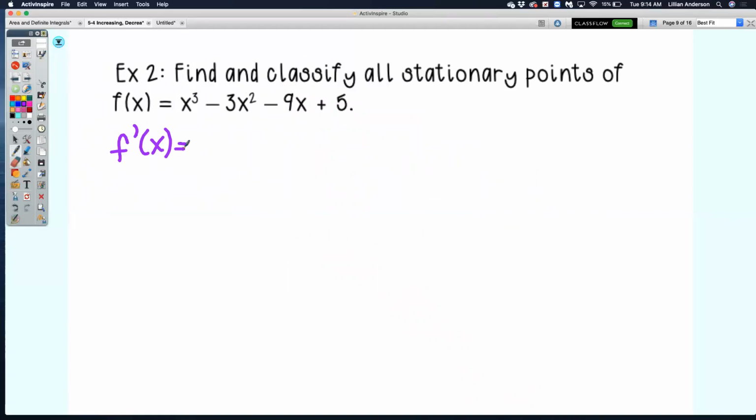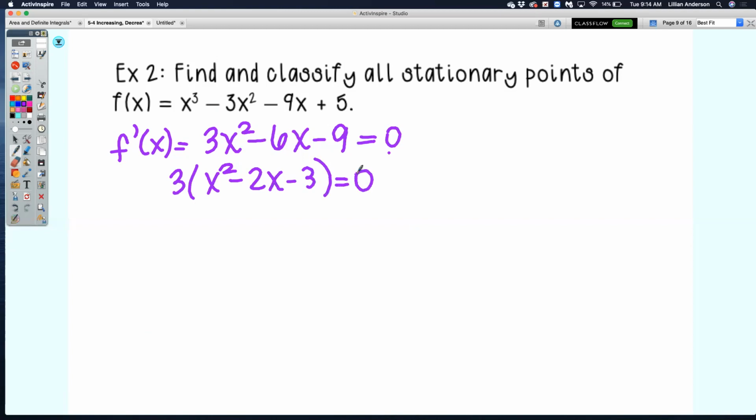Three x squared minus 6x minus 9. Very good. And remember, to find our stationary points, the same way we found whether our function was increasing or decreasing, we have to set the first derivative equal to 0 and solve. So this is another quadratic. First thing we should look for is a GCF. Do we have one? Yes. 3. So that'll give me x squared minus 2x minus 3.